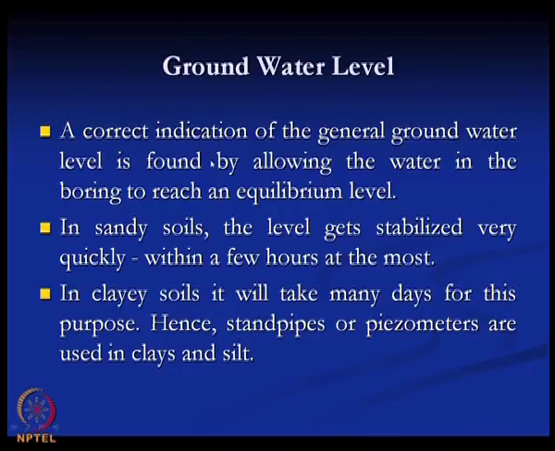Now, to locate the water table, the correct indication of groundwater table level is found by allowing the water in a boring to reach an equilibrium level. So, we can construct a borehole and then pour water into the borehole and allow this water to settle down.